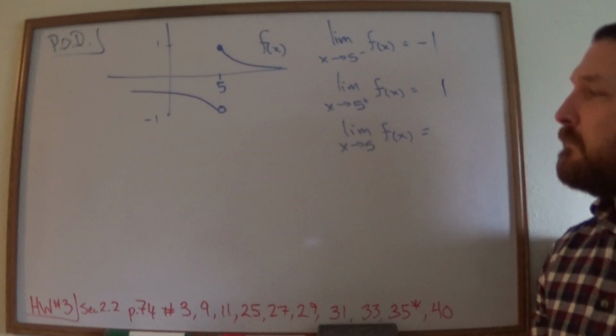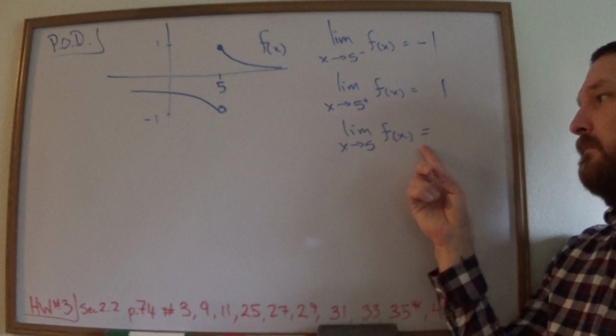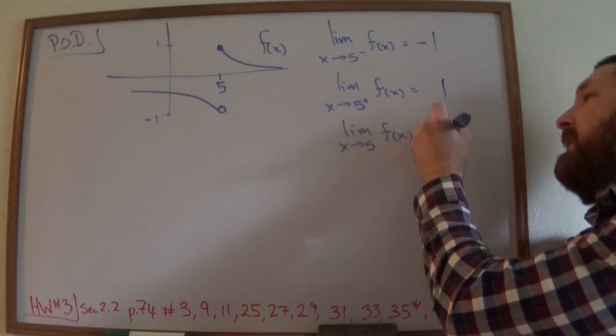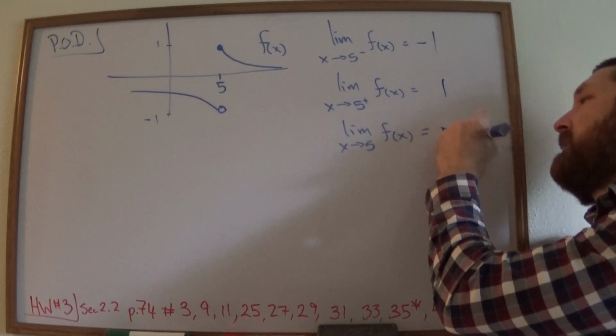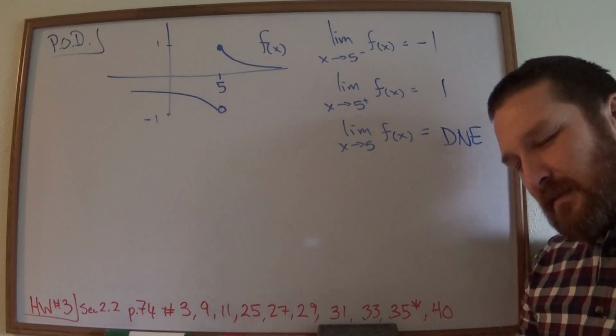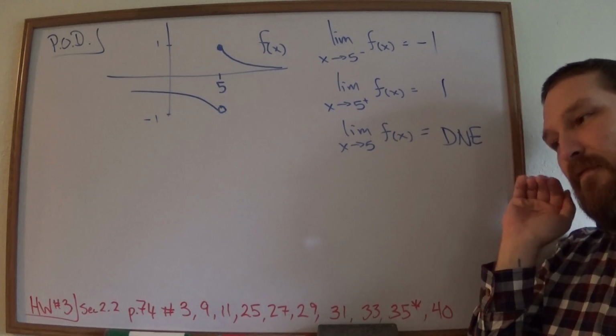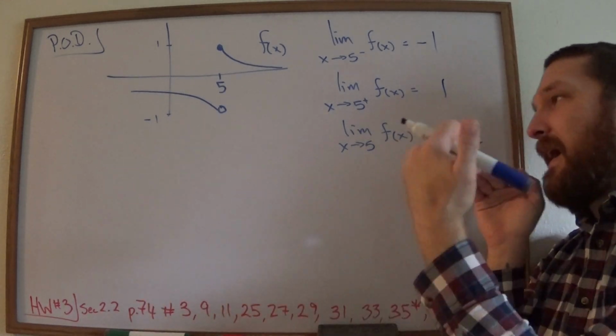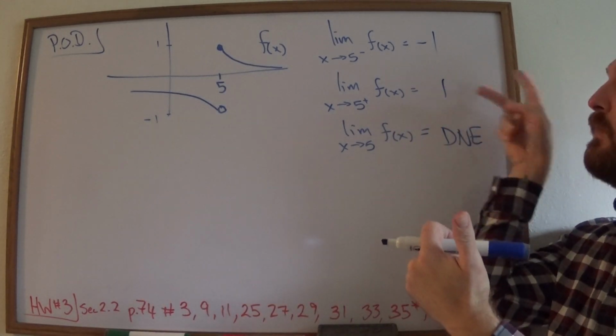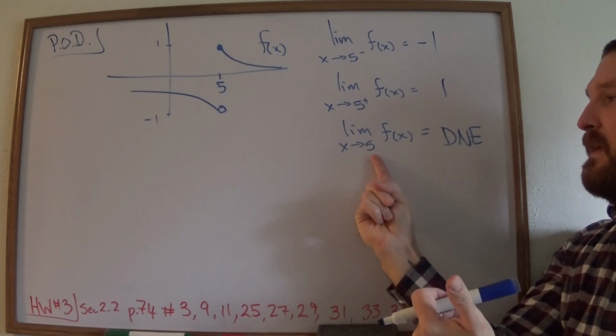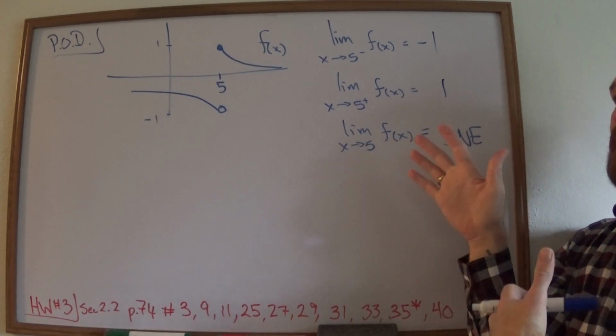Okay, now, what about this? It doesn't exist. And so if I gave you this, you would write DNE, does not exist. Why doesn't it exist? Because both sides agree. Right, both the limit from the right and the left have to be the same. You have to be going to the same place for this to exist. Otherwise we say it doesn't exist.